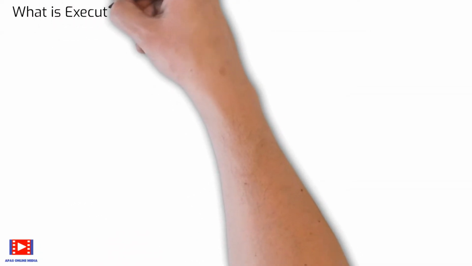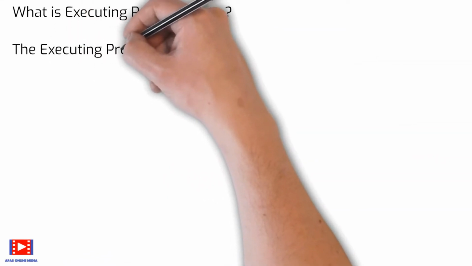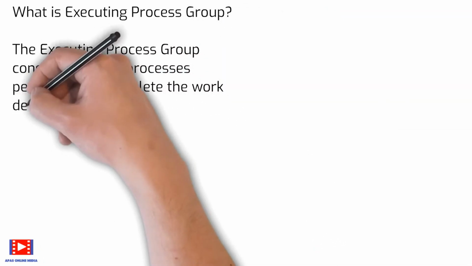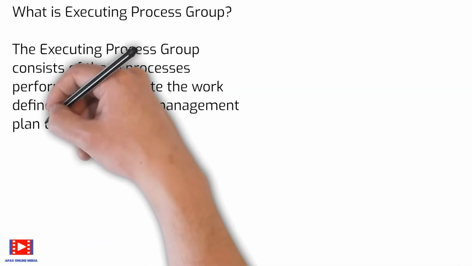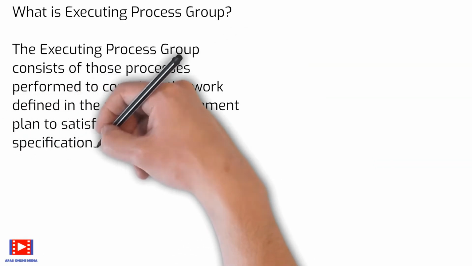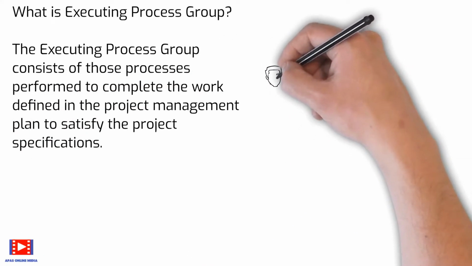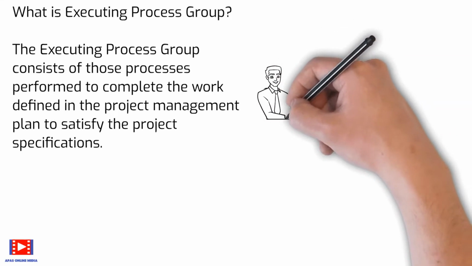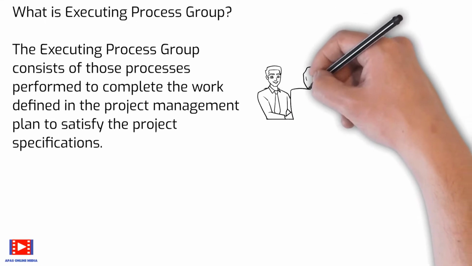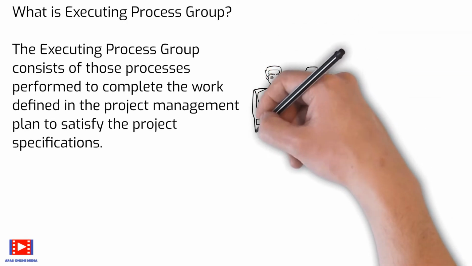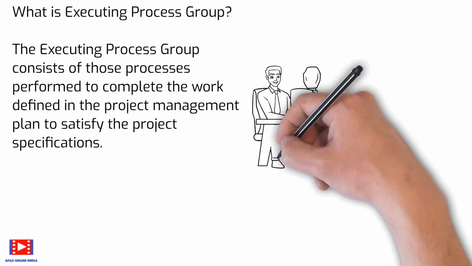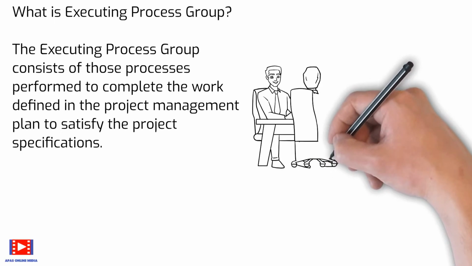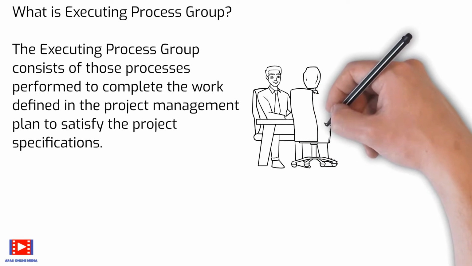What is Executing Process Group? The Executing Process Group consists of those processes performed to complete the work defined in the project management plan to satisfy the project specifications. This process group involves coordinating people and resources, managing stakeholder expectations, as well as integrating and performing the activities of the project in accordance with the project management plan.